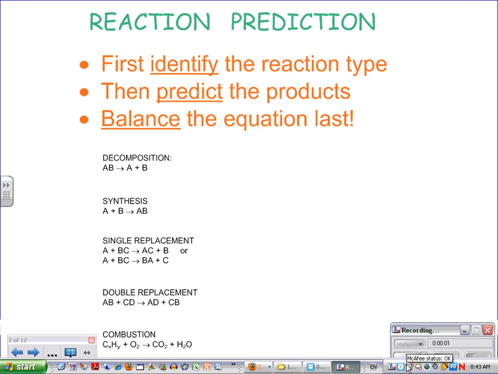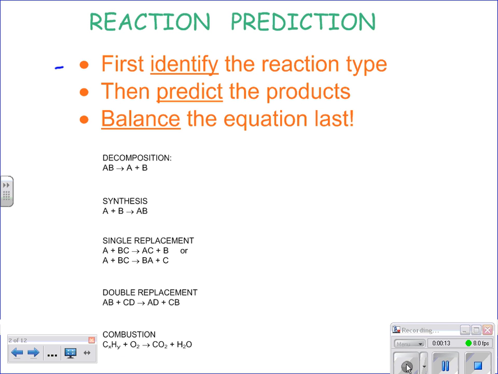Today is the day that we start predicting products for our reactions, and there's a couple steps that we're going to follow in order to make sure that we can do this. The first thing that you're going to want to make sure that you can do is identify the reaction type, because that's going to help you determine what your products are going to be.